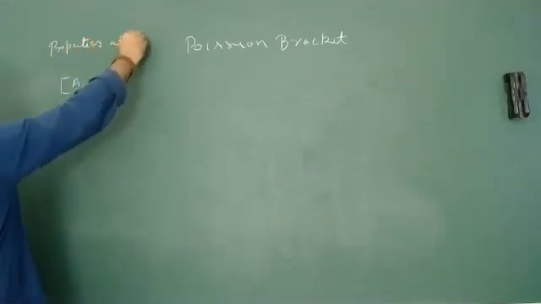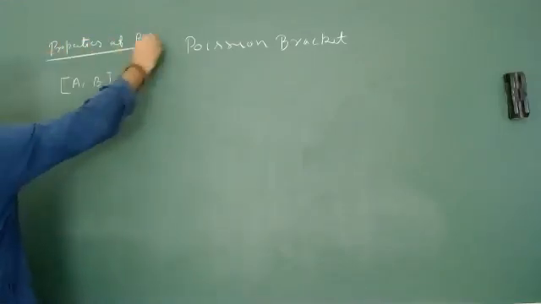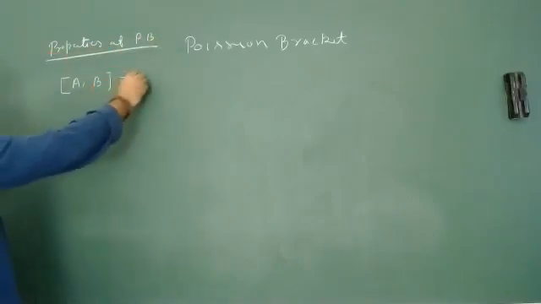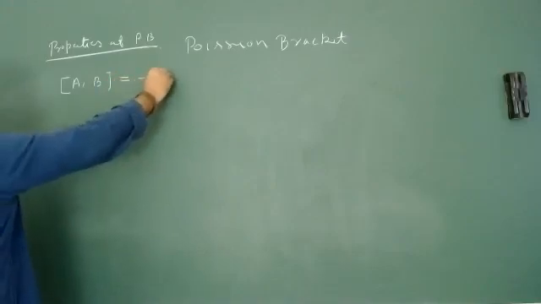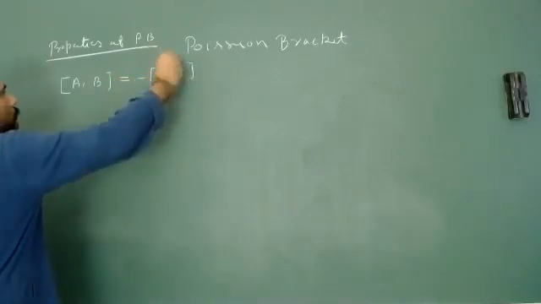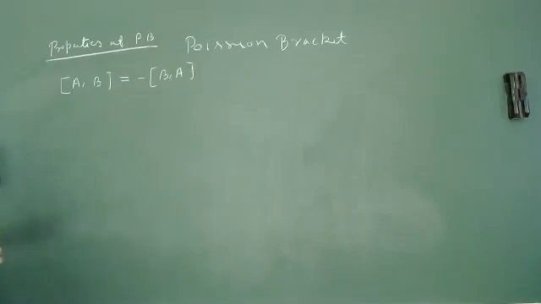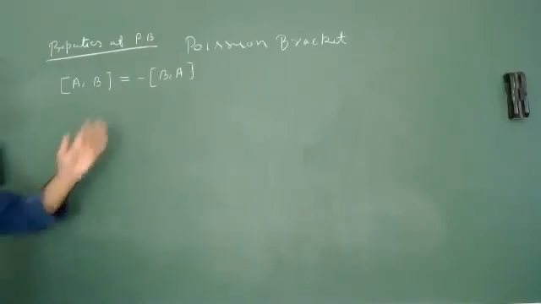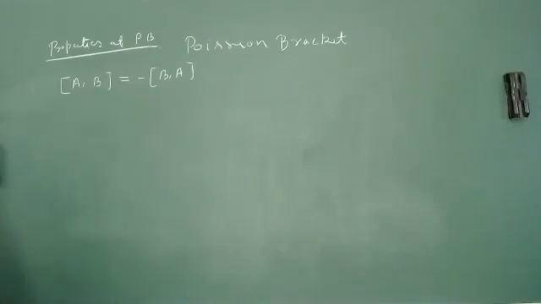Properties of Poisson bracket. So this is {A, B}. Obviously, this is equal to minus {B, A}. So this is very trivial. You will write B first, A first, and this is not equal to {B, A}. So this is trivial. What will be the next one?